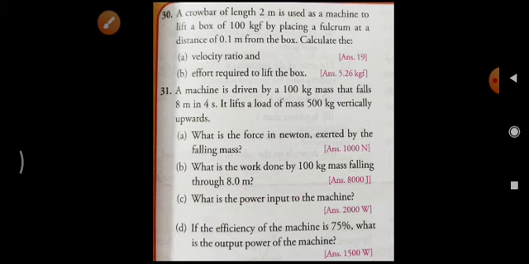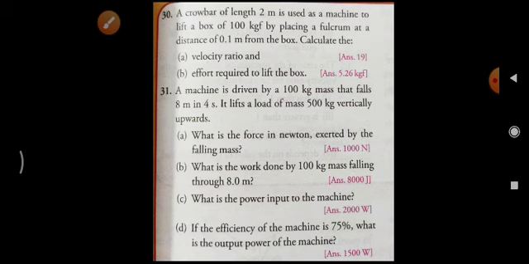Again, you know the principle of machine: load into load arm is equal to effort into effort arm. From that formula we can get the effort also. Effort is equal to load into load arm divided by effort arm. The load is given as 100 kilogram force, into load arm 0.1, divided by effort arm 1.9. After solving that we will get 5.26 kilogram force. This one is also simple.